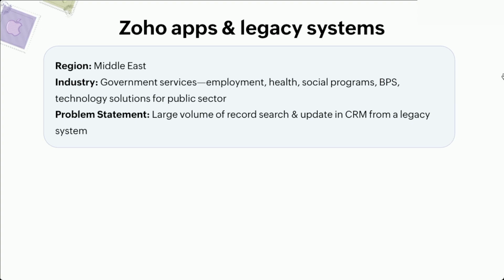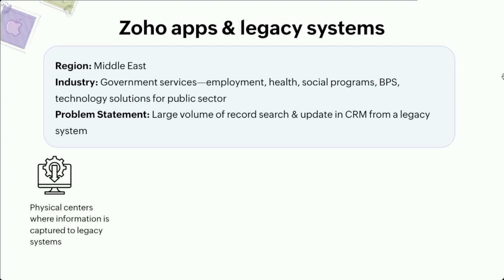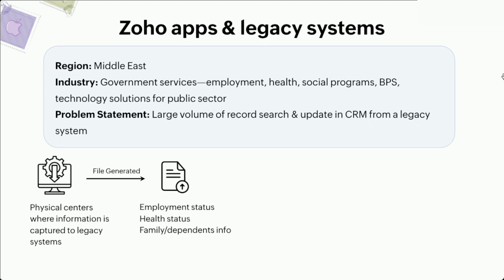So if I'm part of the welfare program, I would go to a physical center and give my information onto a system. That information would be processed and created as a file. This file would have my employment status, my health status, information about my family and my dependents, and their further health and employment status. This would then be uploaded into Catalyst.